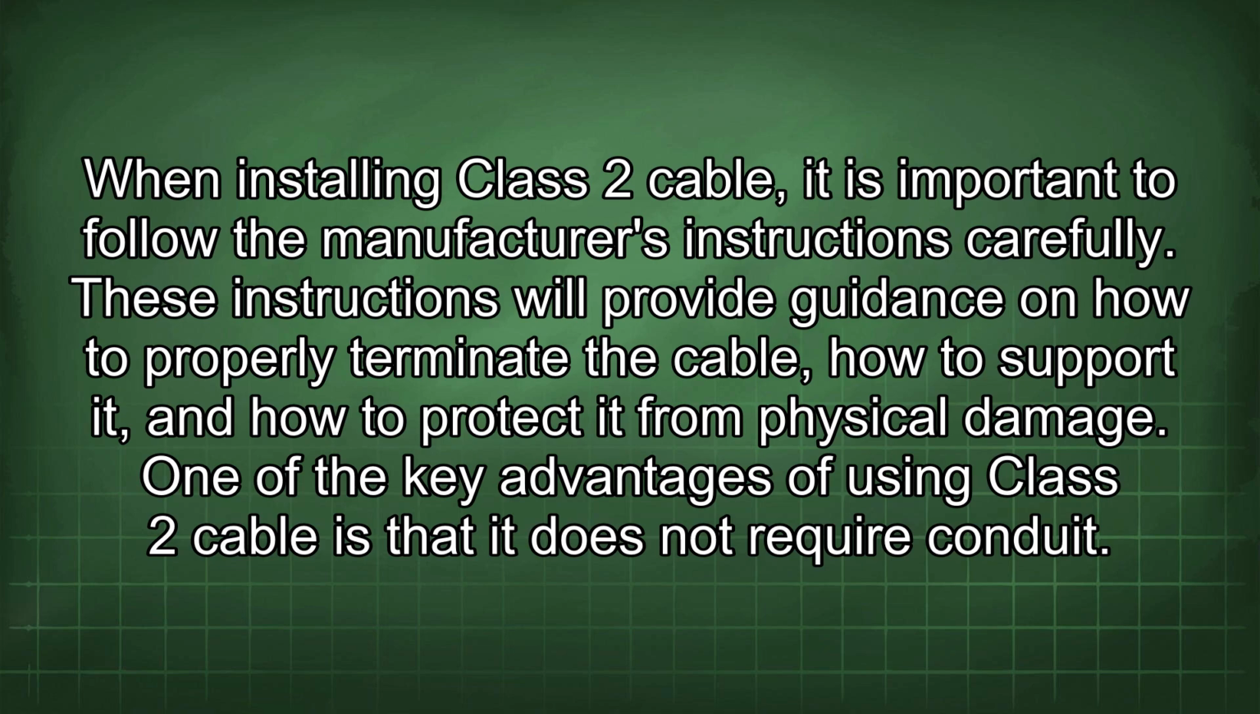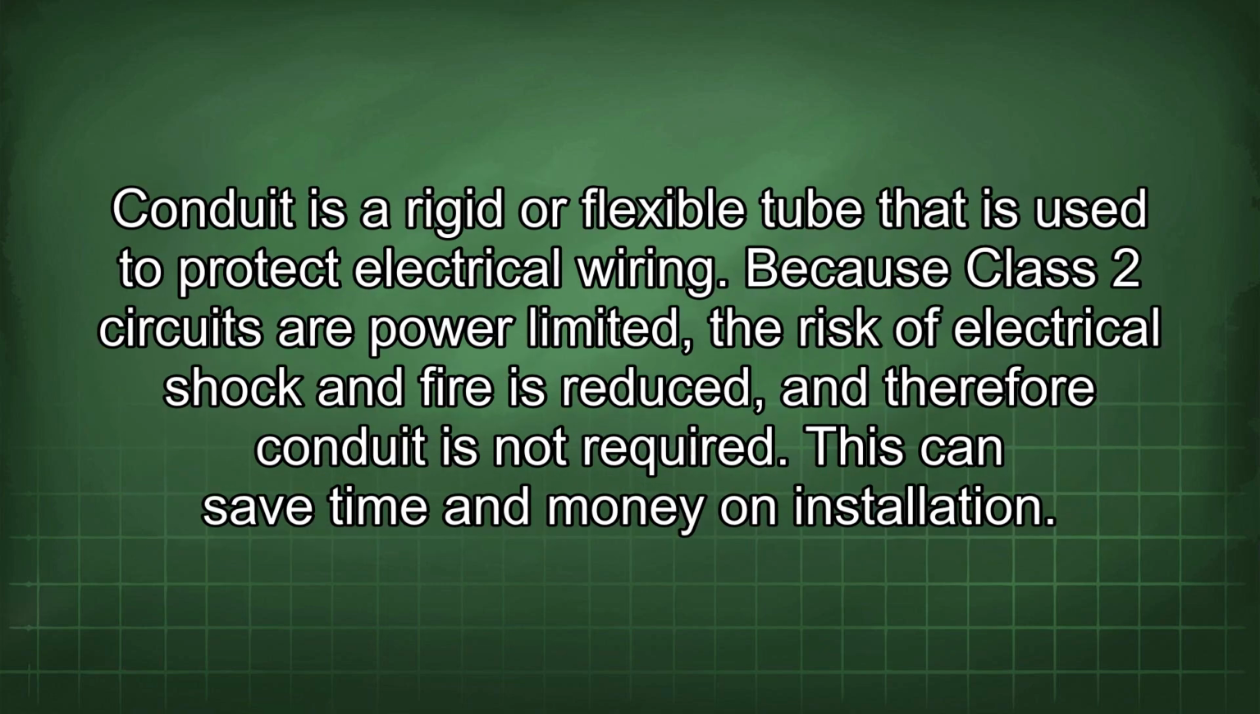One of the key advantages of using Class 2 cable is that it does not require conduit. Conduit is a rigid or flexible tube that is used to protect electrical wiring. Because Class 2 circuits are power limited, the risk of electrical shock and fire is reduced, and therefore conduit is not required. This can save time and money on installation.